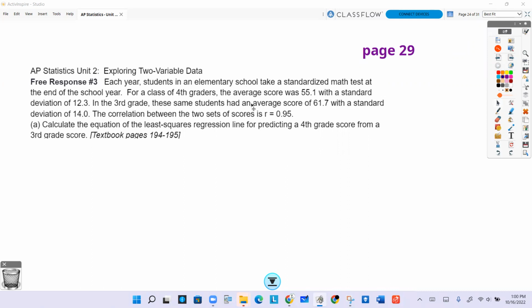For a class of 4th graders, the average score is 55.1 with a standard deviation of 12.3. In the 3rd grade, these same students have an average score of 61.7 with a standard deviation of 14.0. The correlation between these two sets of scores is 0.95.